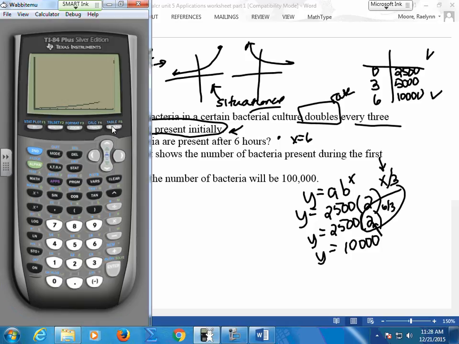Now when we want to find when the bacteria reaches 100,000, you do it the same exact way. You come down here and you go 100,000, and you intersect. If you have to change your window, what are we going to have to change? X max. What should we make our X max? Two ways: we can just guesstimate, or we can go to your table, start at 0, increment by 1, and look at your table to see when we got close to 100,000.